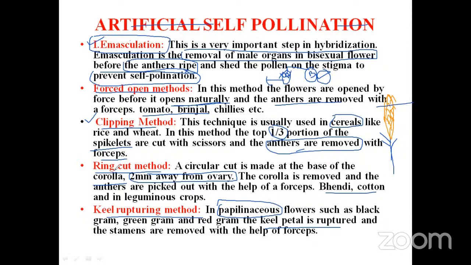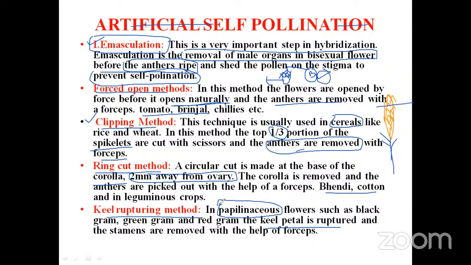Next, the ring cut method: cut the corolla base 2 mm away from the ovary. As a result, we can remove the corolla. If we remove the corolla, we can easily remove the anthers also. And the keel petal, you already know the Fabaceae family. In this, different types of petals are there: standard petal, keel petal, and wing petals.